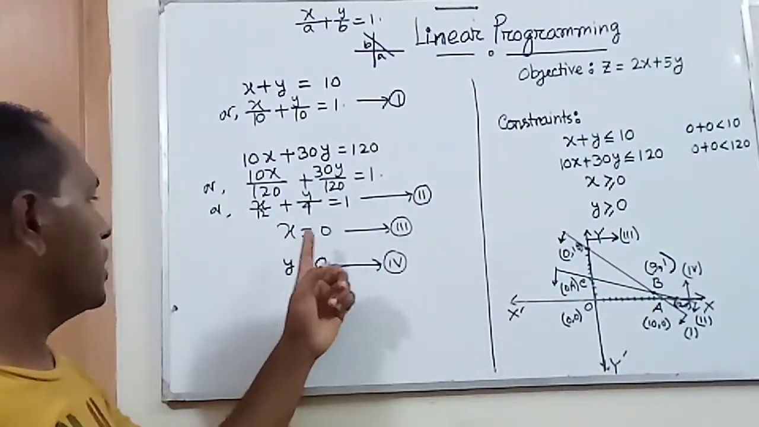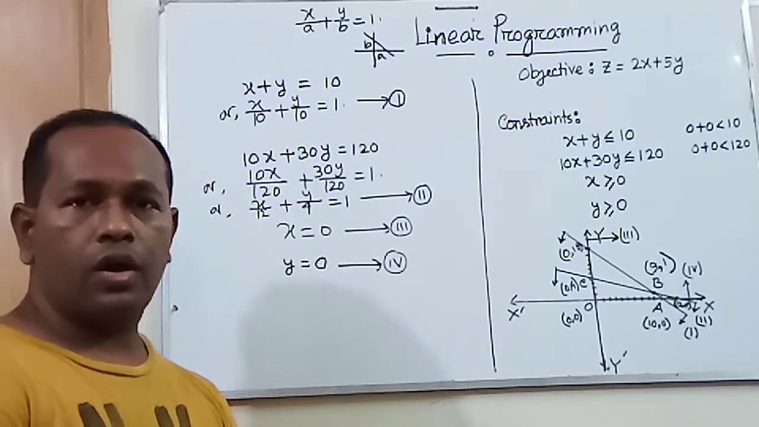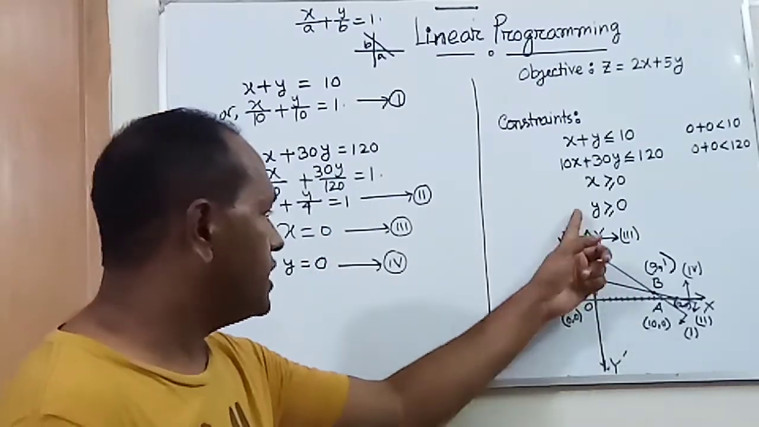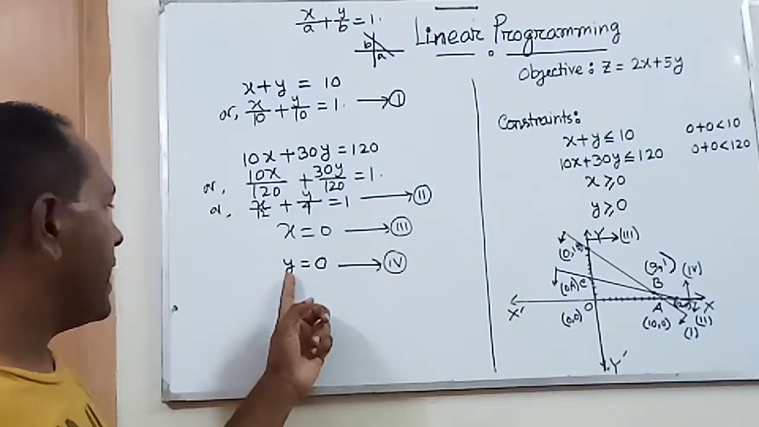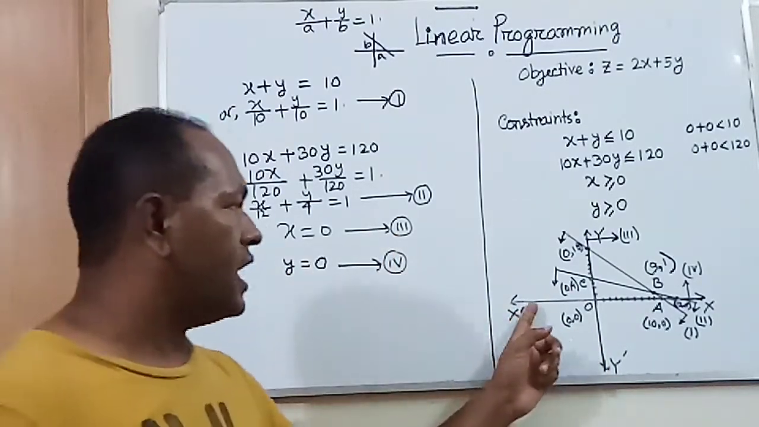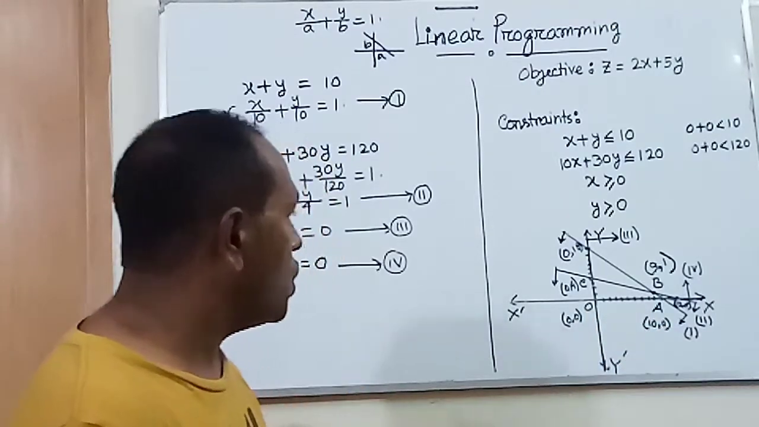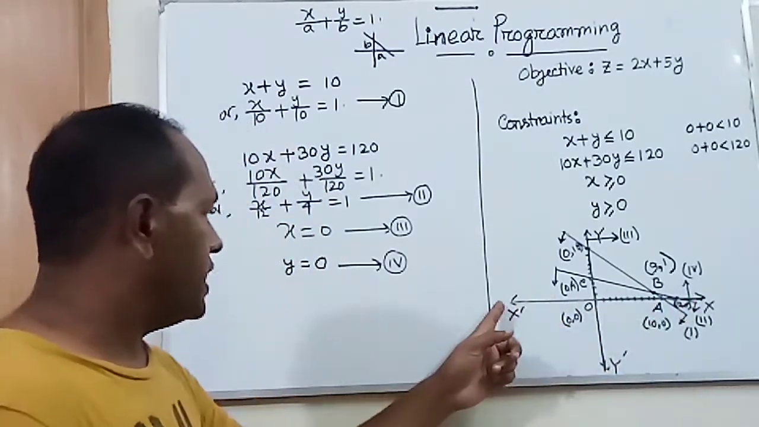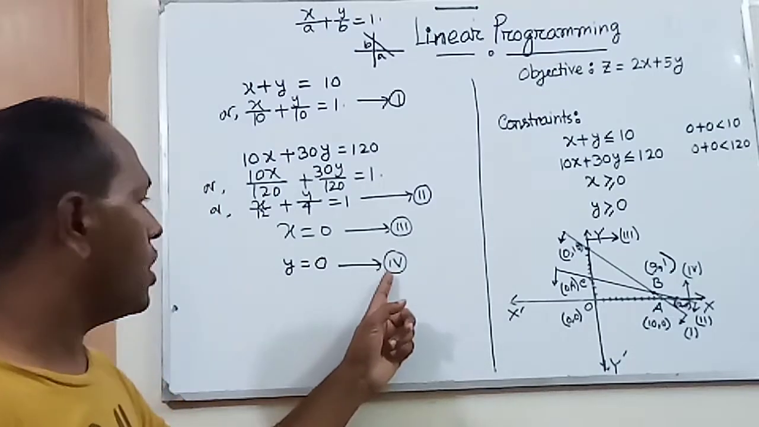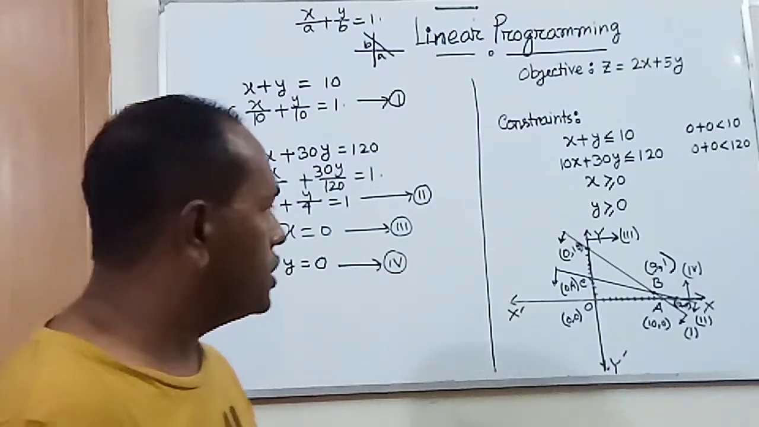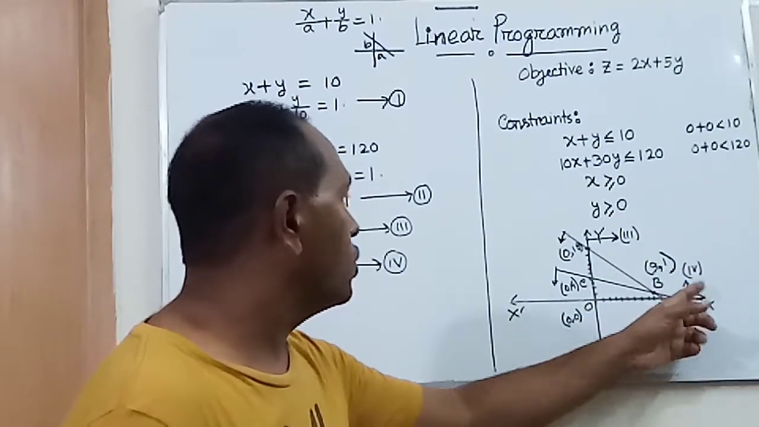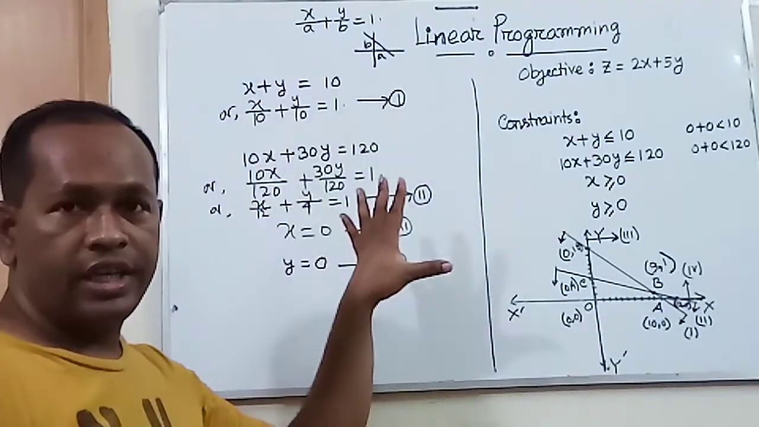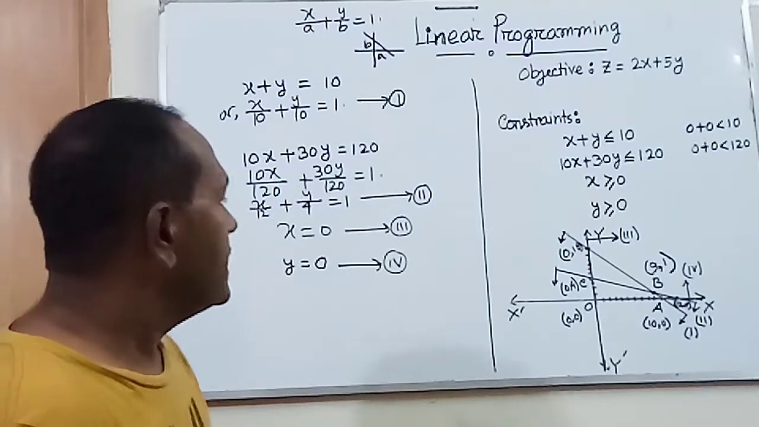Okay, x equals 0 is the equation of the y-axis, so this line will be the line of equation 3. And y equals 0 represents the equation of the x-axis, so this line will represent equation 4. So we have got 4 lines, 1, 2, 3, 4, of these 4 equations.